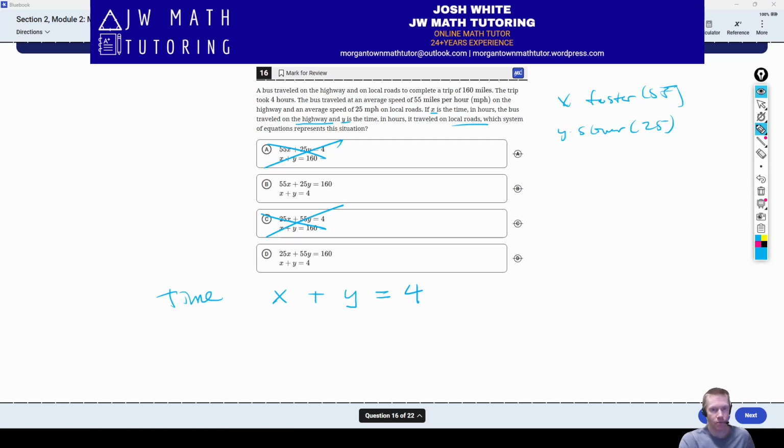Now, the only difference between these two is basically the different coefficients. So you just have to figure out, okay, the highway speed, like I already wrote down, is 55. So that's going to be associated with the x, the highway time. So 55 with the x, and then the local road speed, the 25, that's associated with the y. So therefore, the correct answer for this one is going to be letter B.